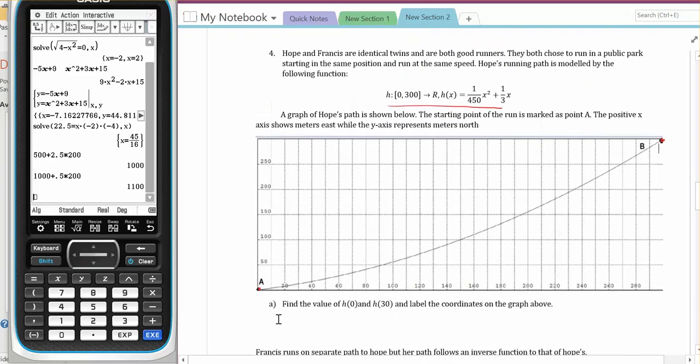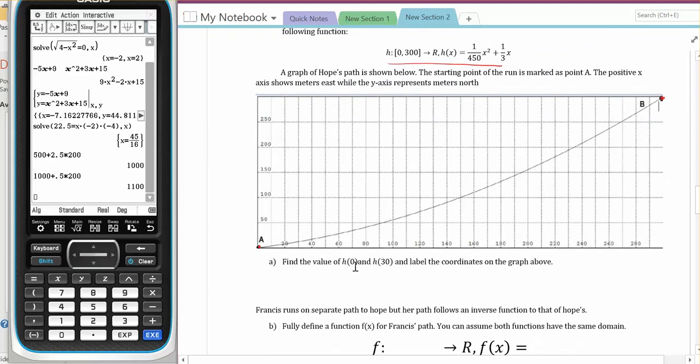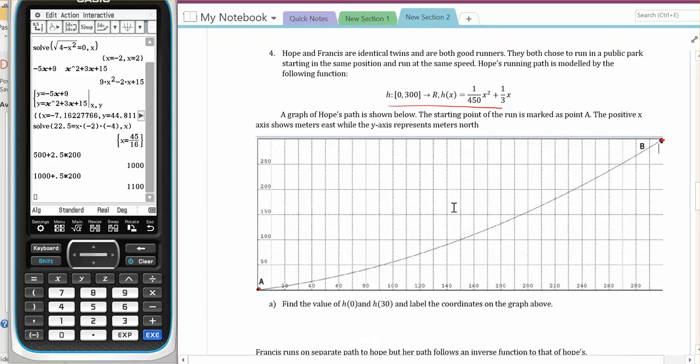And we know that this direction is east, up direction is north. Okay, so find the value of H(0) and H(30). H(0) is pretty straightforward. I sub in 0 into the equation. I get 0. I should get 0 because these both have x's in them. So if you let them equal 0, that goes to 0.